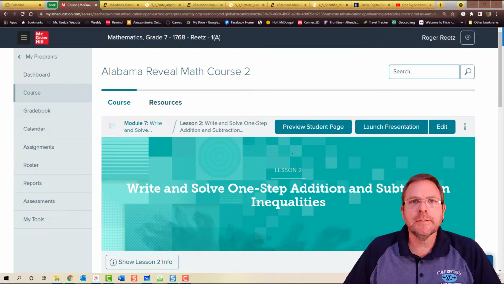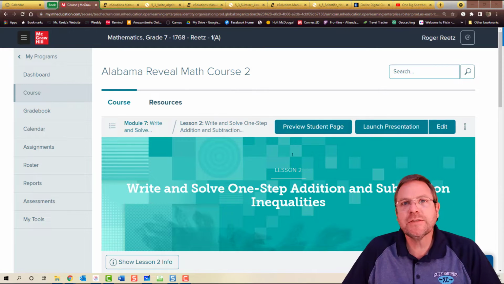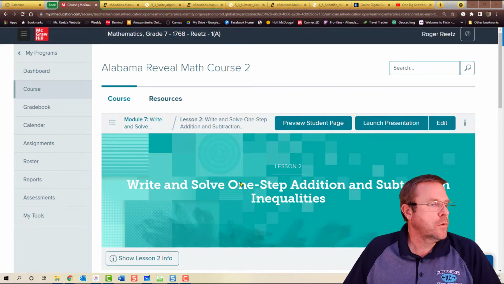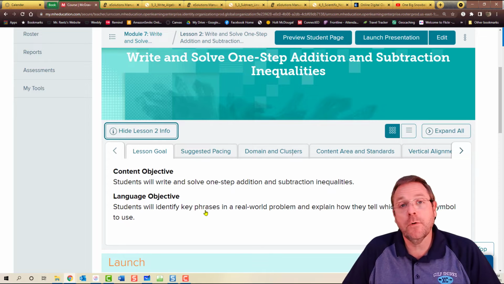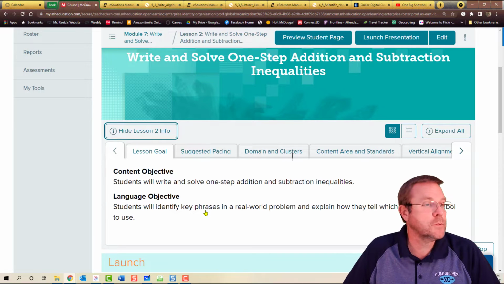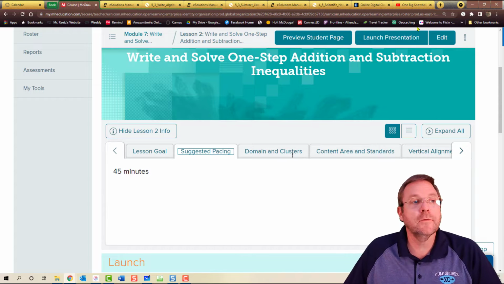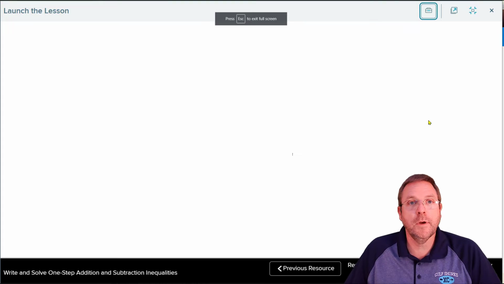Module 7, Lesson 2 covers writing and solving one-step addition and subtraction inequalities. According to our lesson guide, our content objective will be to write and solve one-step addition and subtraction inequalities. And the suggested pacing says this is going to be a quick one-day class.